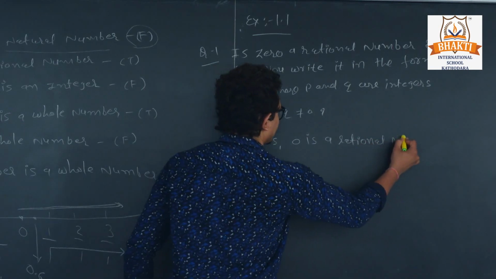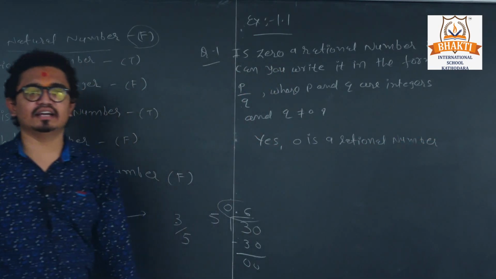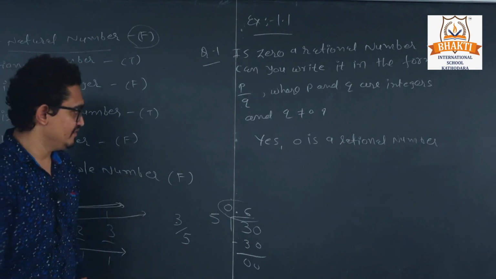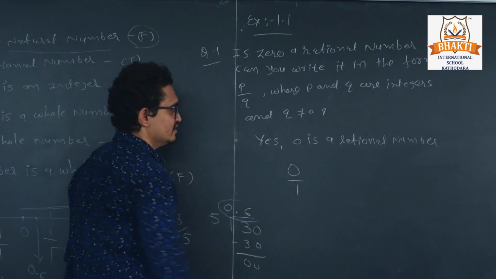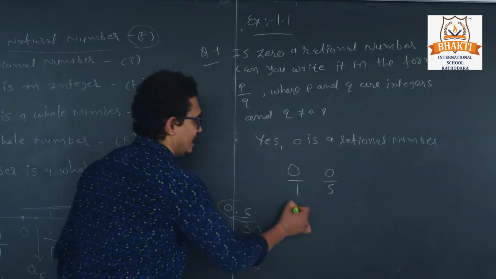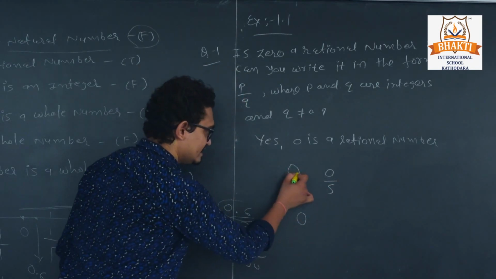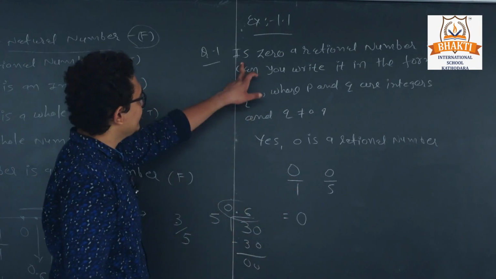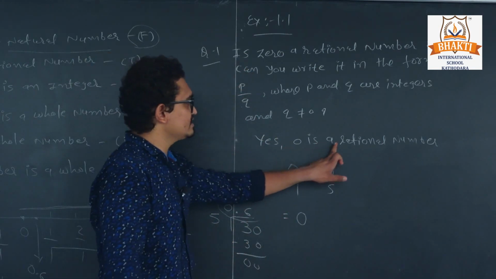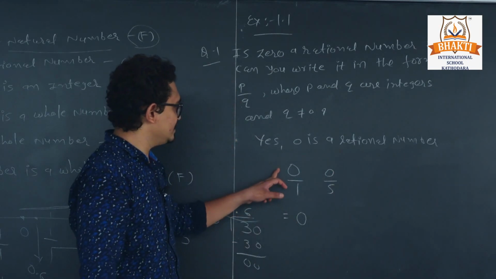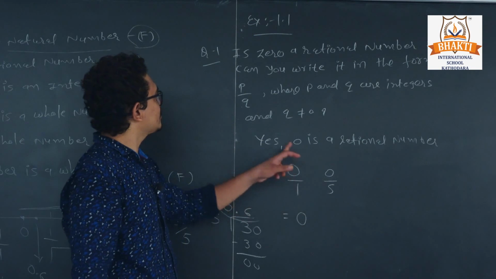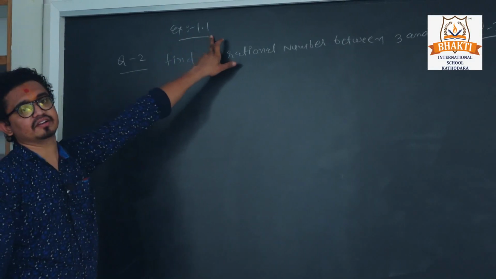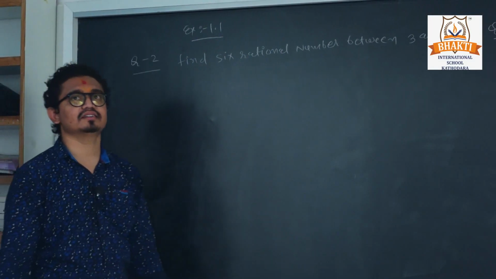But how? I am saying that 0 is a rational number, but how? Because it is not in p upon q form as written, but we can write it like this, 0 upon 1, 0 upon 5. So it is in p upon q form. The answer will remain 0, because if we write 0 upon 1, the answer will be 0. But it is in p upon q form. So we can say that yes, 0 is a rational number, and we can write 0 in p upon q form. So in exercise 1.1, question number 1, 0 is a rational number.